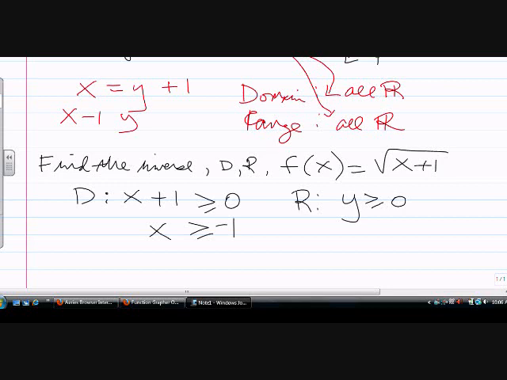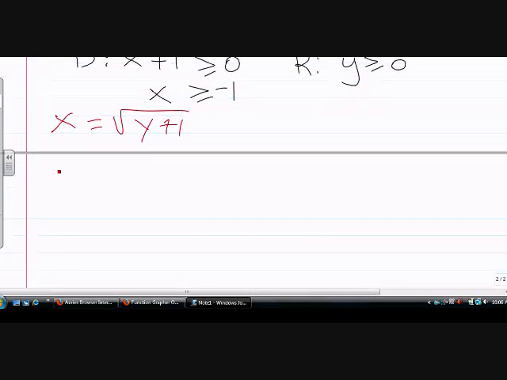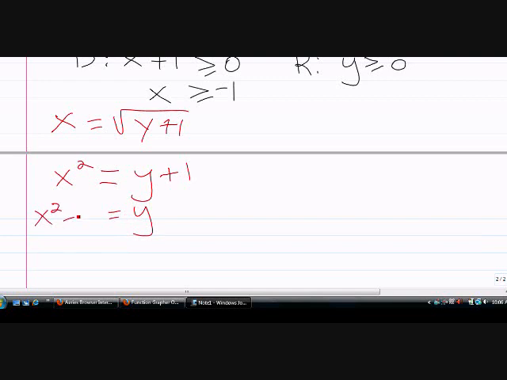Okay. Now here we go. We're going to find the inverse. We'll do that in red. So my inverse is going to be x is equal to the square root of y plus 1. Solve for y. First thing I got to do is square both sides of this equation. So I got x squared is equal to y plus 1. Subtract 1 from both sides, so y is equal to x squared minus 1. Or I can write this as f inverse of x is equal to x squared minus 1.